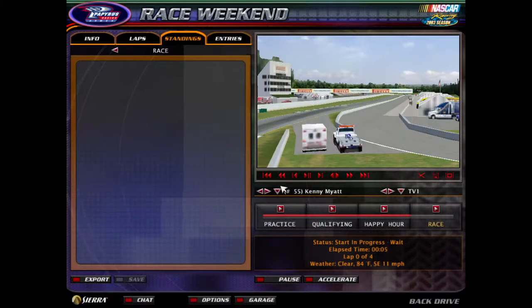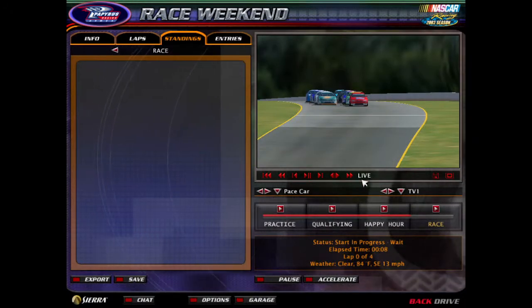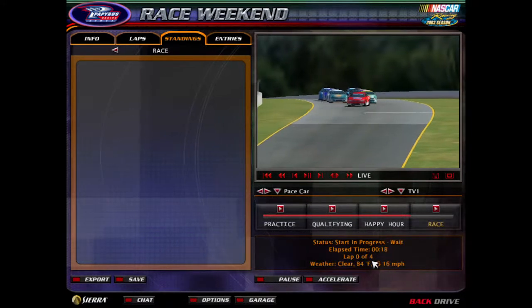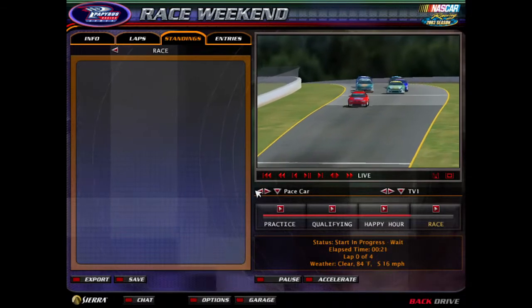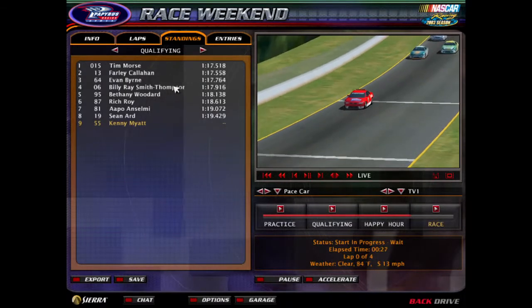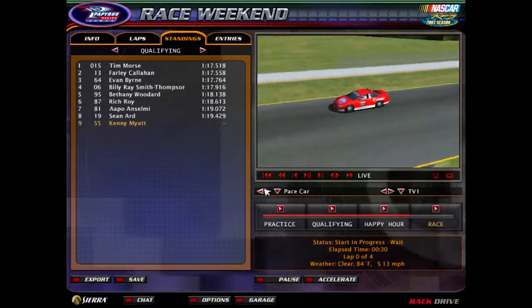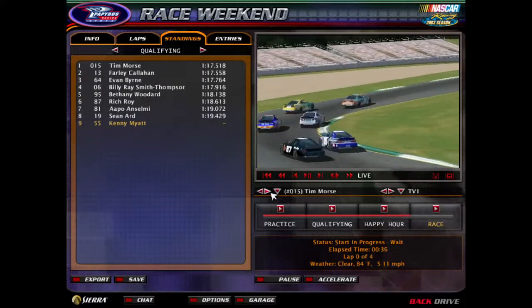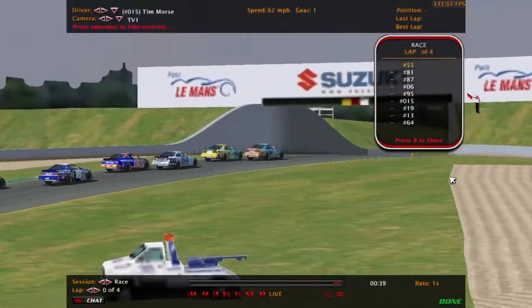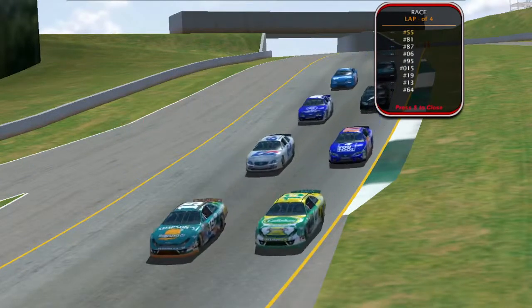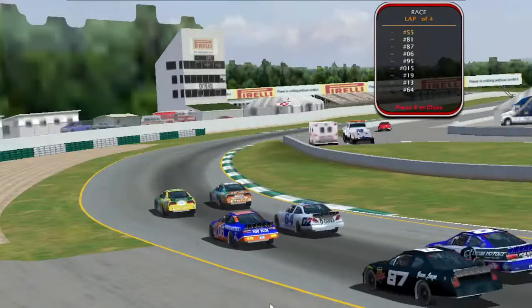Alright, we've got a lot of ghost cars in this. The Tothmobile. I know there's a special way that I'm supposed to pronounce that, but I'm not smart enough to do it. Here we go. So, our qualifying order today is Tim Morse, Farley Callahan, Evan Byrne, Billy Ray Smith-Thompson, Bethany Woodard, Rich Roy, Apo Anselmi, and Sean Ard in order there. And interestingly enough, the 56th place qualifier, the last place qualifier, because he was in Group B, being Ty Silverspoon, has made the race. So just a little bit of a tidbit of info there.